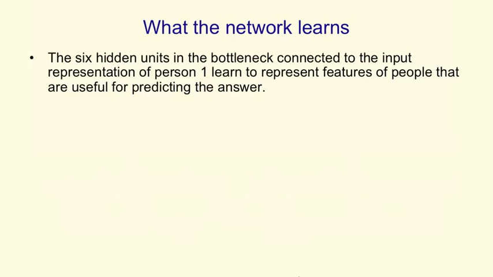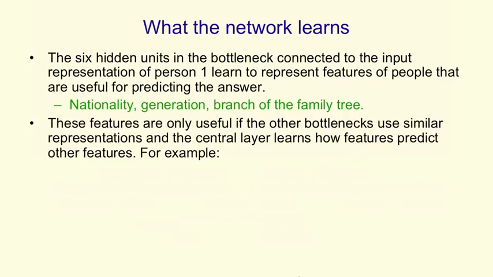So the networks in the bottleneck have learned to represent features of people that are useful for predicting the answer. And notice we didn't tell it anything about what features to use. We never mentioned things like nationality or branch of family tree or generation. It figured out that those are good features for expressing the regularity in this domain. Of course, those features are only useful if the other bottlenecks, the one for relationships and the one near the top of the network before the output person, use similar representations. And the central layer is able to say how the features of the input person and the features of the relationship predict the features of the output person.